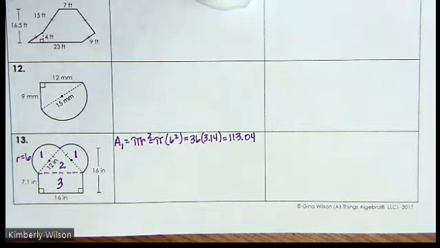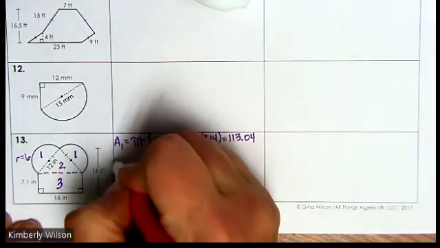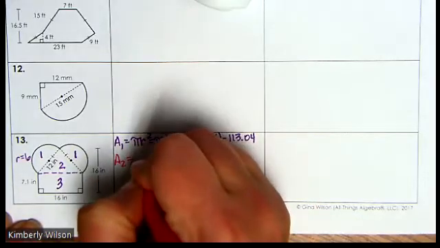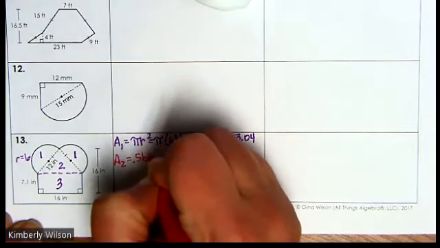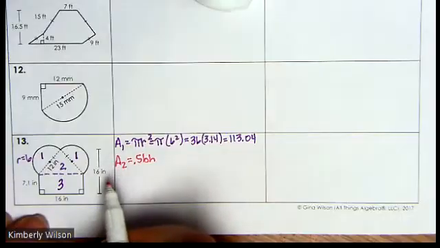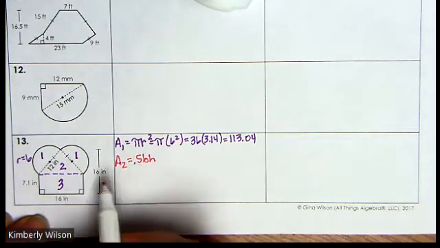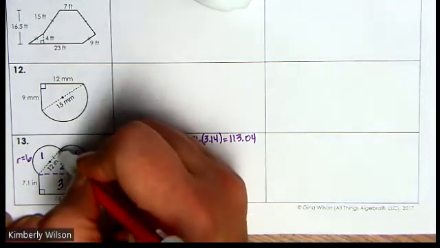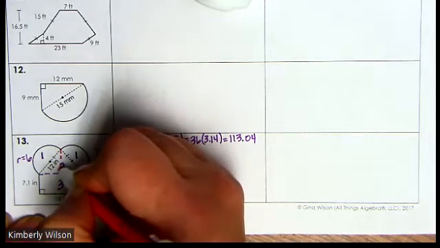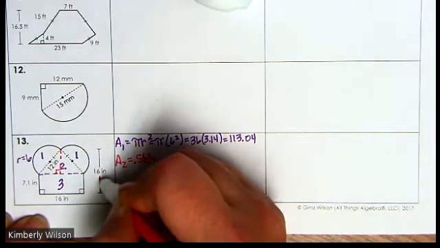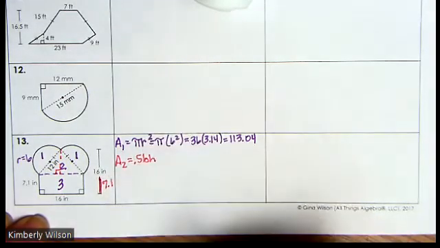Now we find figure 2. So for figure 2, that's a triangle. So that's going to be 0.5 base times height. Okay, well, if this is 16 across here, then that means this is 16. But what I have to worry about is what's the height of the triangle? Well, from here to here is 7.1.